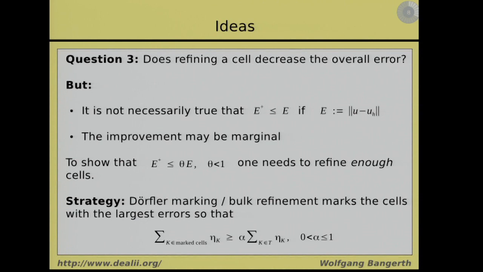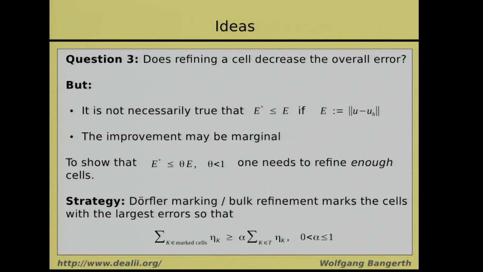So, like I said, it is not necessarily true for the L2 norm. What I care about in practice typically is if I say something like, okay, let me refine 10% of the cells. Can I say something about the size of the error on the refined mesh compared to the size of the error on the previous mesh?